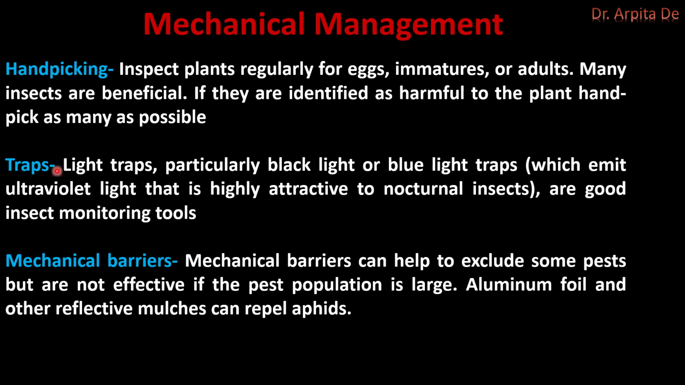Now coming to traps. Light traps, particularly black light or blue light traps, which emit ultraviolet light that is highly attractive to nocturnal insects, are good insect monitoring tools. Coming to mechanical barriers, they can help to exclude some pests but are not effective if the pest population is very large. So it is only effective if the population of pest is small. Aluminium foil and other reflective mulches can repel aphids.